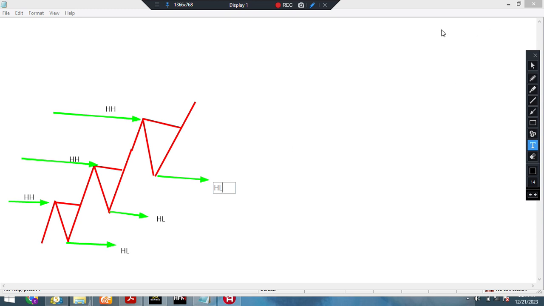Then what are other factors again? You notice what we call the BOS, that is break of structure. So we have BOS. For price to create a higher high, there must be a break of structure. BOS.